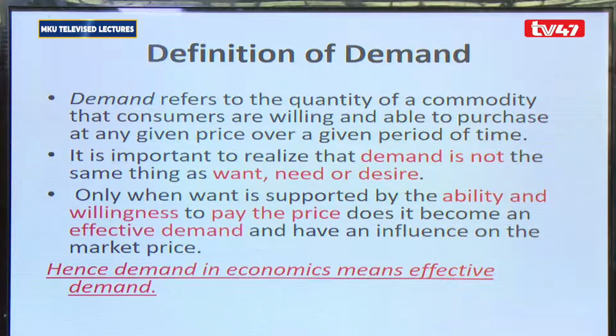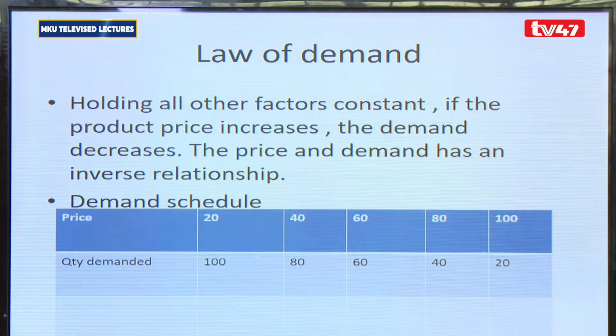It is important to realize that demand is not the same thing as want or need. For us to have what we call effective demand, we must have those 3 things: the ability, the willingness, and the willingness to pay the price. And that is what we call effective demand. We move on. We ask ourselves, what is it that controls demand? We have said that the consumer must be willing, must be able, and must be able to afford that particular product at a specific time period.